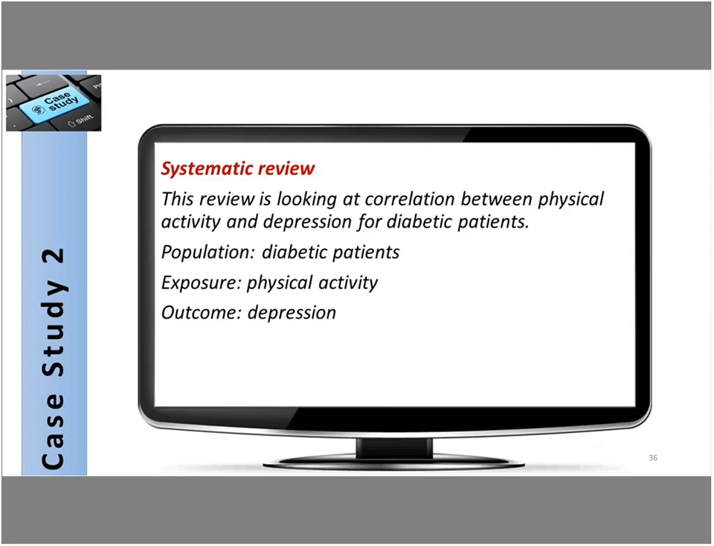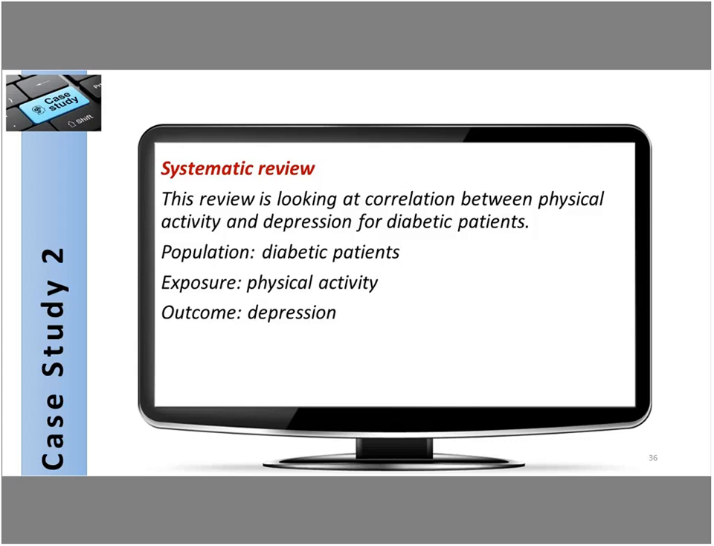So here's a reminder of case study number 2. In this case, we were looking at a correlation systematic review. Sometimes they call it a harm or a risk factor review, where we had the population of diabetic patients, and they were specific that they only wanted adults. They're looking at physical activity and its effect on depression.